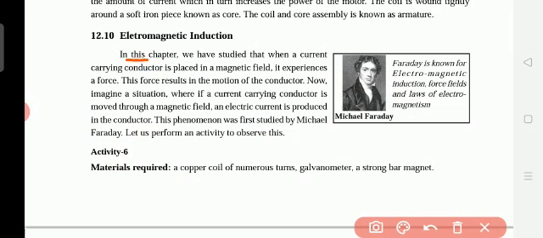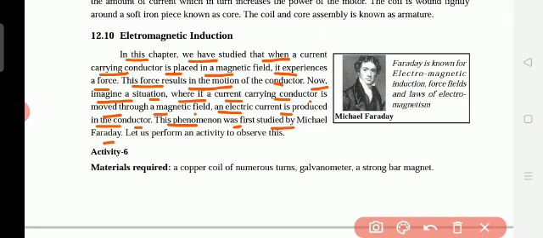In this chapter we have studied that when a current carrying conductor is placed in a magnetic field, it experiences a force. This force results in the motion of the conductor. Now imagine a situation where a conductor is moved through a magnetic field and an electric current is produced in the conductor. This phenomenon was first studied by Michael Faraday. Let us perform an activity to observe this.